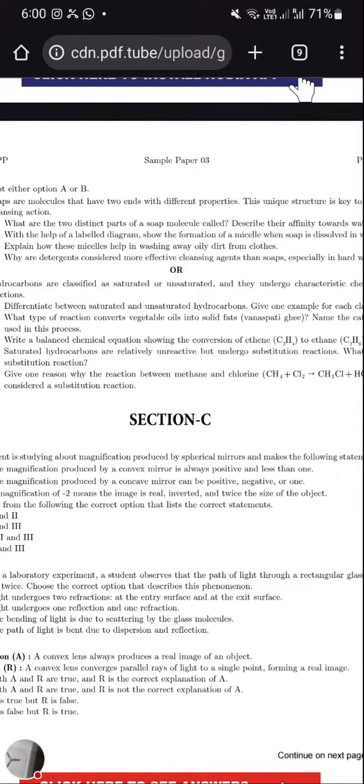So this concept got clear. Tomorrow onwards, both of you will get only maths Olympiad, okay? Go. Okay, now the next question.